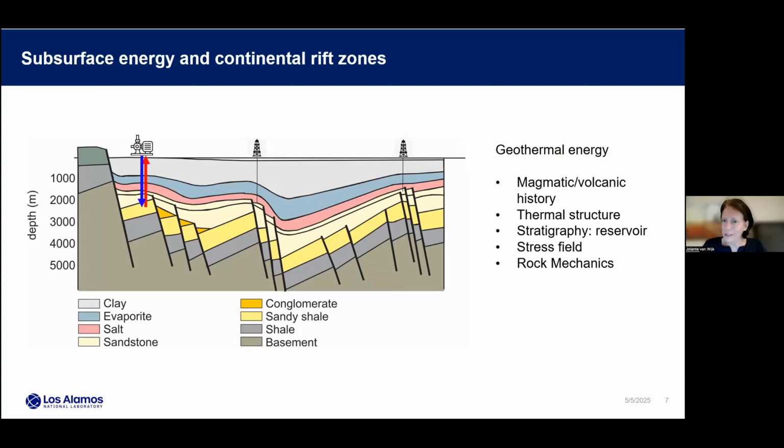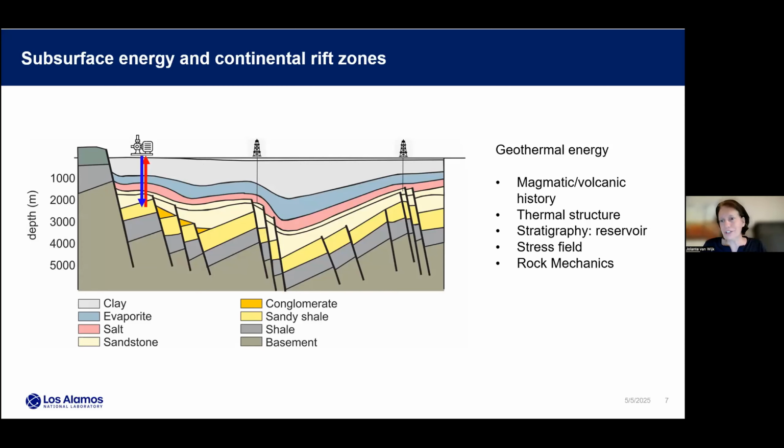And then finally, I'm going to give an example about geothermal energy. So continental rift zones are really good locations for geothermal energy and geothermal power plants. They often have a magmatic and volcanic history. The crust has been thinned and the lithosphere has been thinned, so there's usually a very high heat flow. We need to understand the thermal structure in a lot more detail than we usually do when we study continental rift zones. And then, of course, the stratigraphy needs to be really well known.